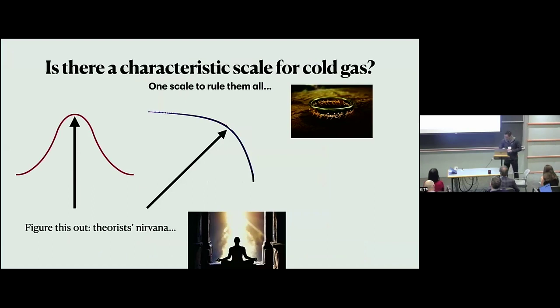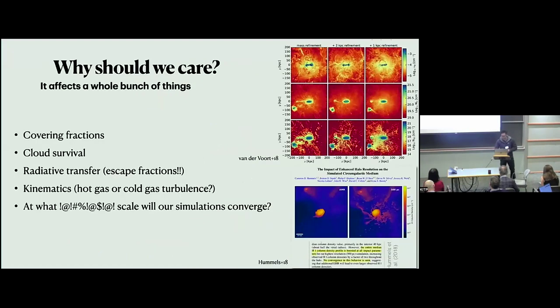So in previous years, okay, why does this matter, right? Basically, the size scale of the cold gas affects a bunch of things: covering fraction, whether clouds can survive, radiative transfer, kinematics, and things that simulators really care about, which is numerical convergence, right? So what do you need to resolve? And in cosmological simulations, you refine and you refine, and you just get more and more cold gas.